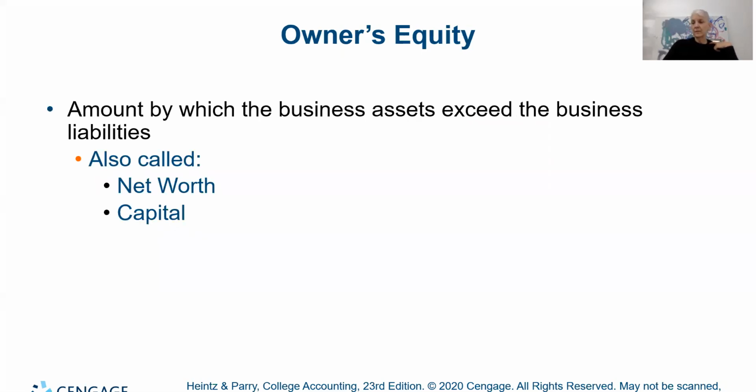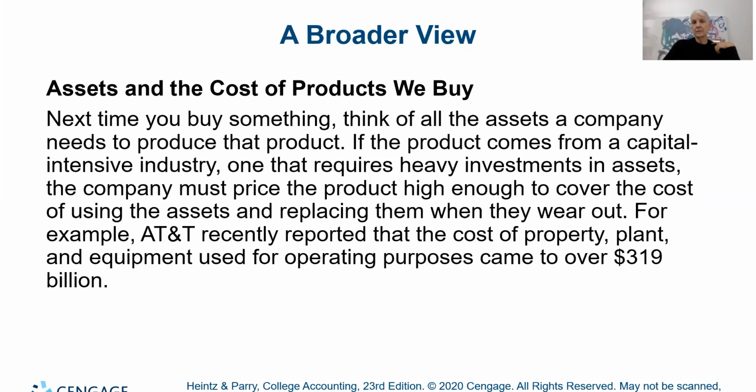Owner's equity, the net worth of the company. It could be called capital. It's going to be called stockholders' equity. Liabilities, let me start again. Assets equal liabilities plus equity, right? So assets minus liabilities is the net worth of the company. If you have $1,000 in assets and you have $600 in liabilities, your company's net worth on paper is $400.